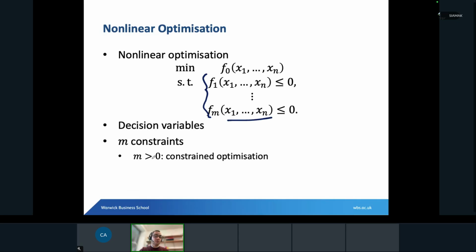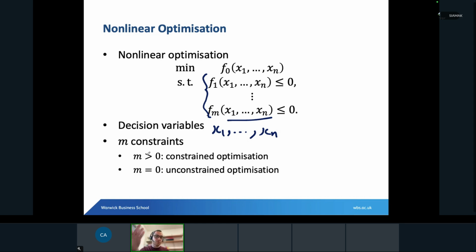If m is greater than 0, which means that we have at least one constraint, we call this non-linear constrained optimization, because we have at least one constraint here. If m is equal to 0, which means that we don't have any constraints, obviously it's called unconstrained optimization. We have a set of decision variables, from x1 to xn. It can be the same sort of decision variables that we had in linear programming. It can be continuous, binary, or integer. The constraints and also the objective function are non-linear.